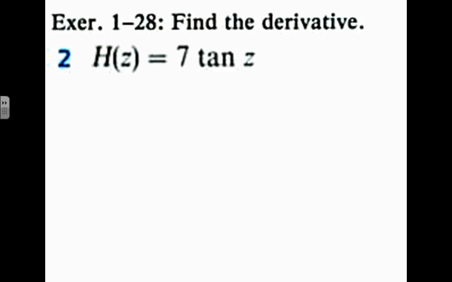So what's the derivative? Fantastic. It's that easy. 7 secant squared of z. It's easy now because you have the notes in front of you. In May, when you're taking the final exam, are you going to remember the derivative of tangent? It's my hope you do.